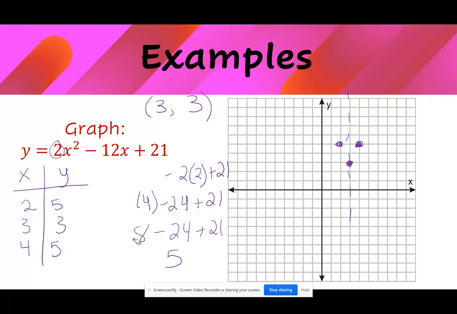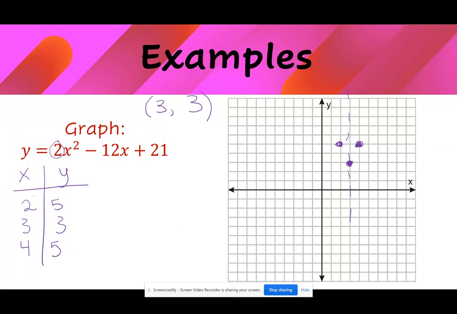I'm going to erase this work to get more room to do another point. So now we can plug in 1 or 5 because that's on either side. So I'm going to choose 1. So we have 2 minus 12 plus 21. So 2 minus 12 gives us negative 10 plus 21 gives us 11.